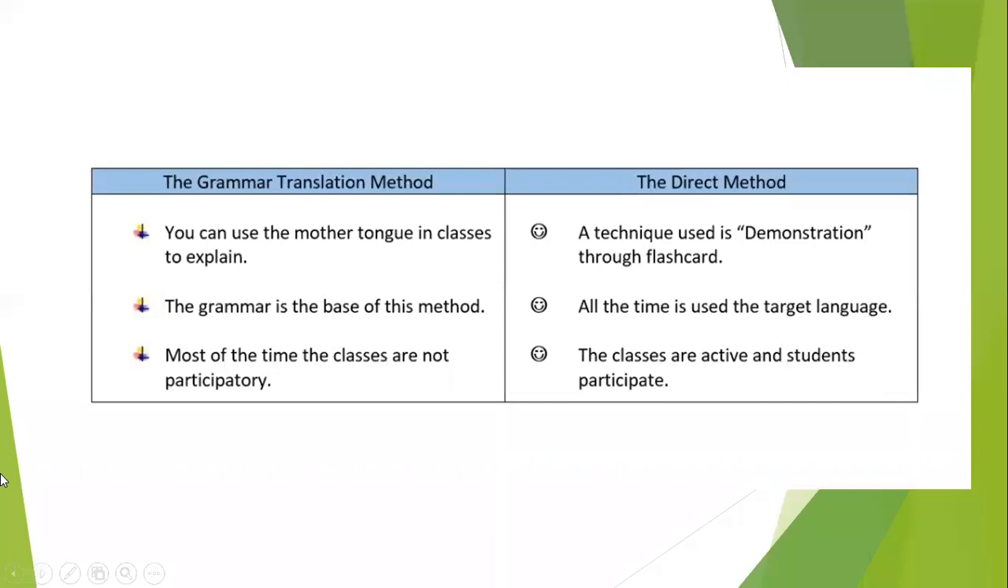And the last one is the grammar translation method. I cannot remember who the owner of this is, but I like it. You can use the mother tongue in classes to explain. Grammar is the base of this method, and most of the time the classes are not participatory or active. The direct method: a technique used is demonstration through flashcards. All the time the target language is used, and the classes are active and the students participate. This is the direct method.